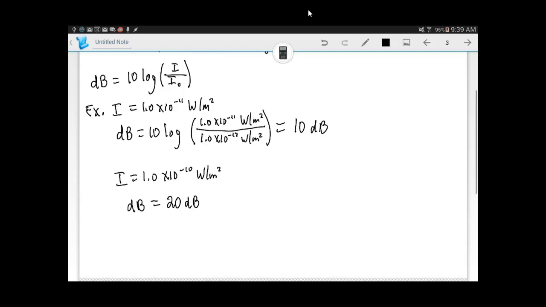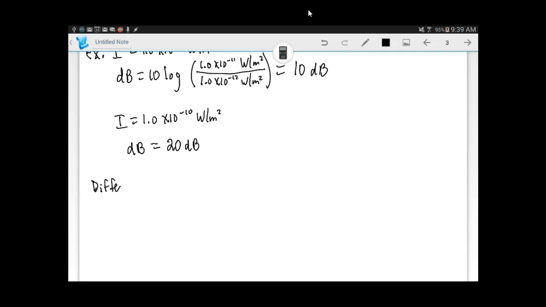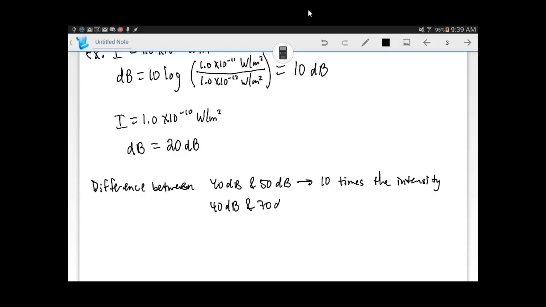So if we wanted to know the difference between, let's say, 40 decibels and 50 decibels, that difference of 10 has 10 times the intensity. Or the difference between, let's say, 40 decibels and 70 decibels. Each 10 is a tenfold. So in this case, there are 3 tenfolds, right? So 10, 100, 1,000 times more intense.